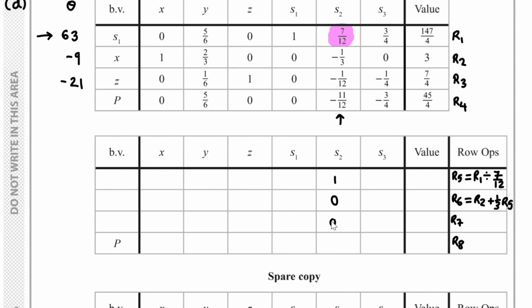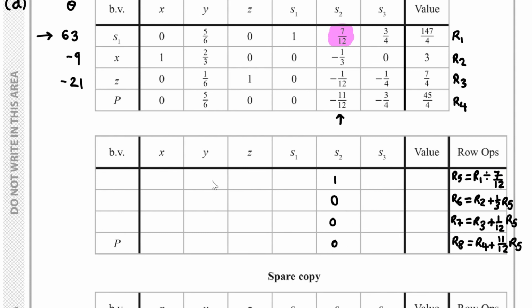We want a 0 here. How do we get a 0 here? Well, we'd have to take our third row and add on 1/12 of row 5. And for row 8, how do we go from minus 11 over 12 to 0? Well, here we would have to take row 4 and add on 11 over 12 of row 5. So here are our row operations.